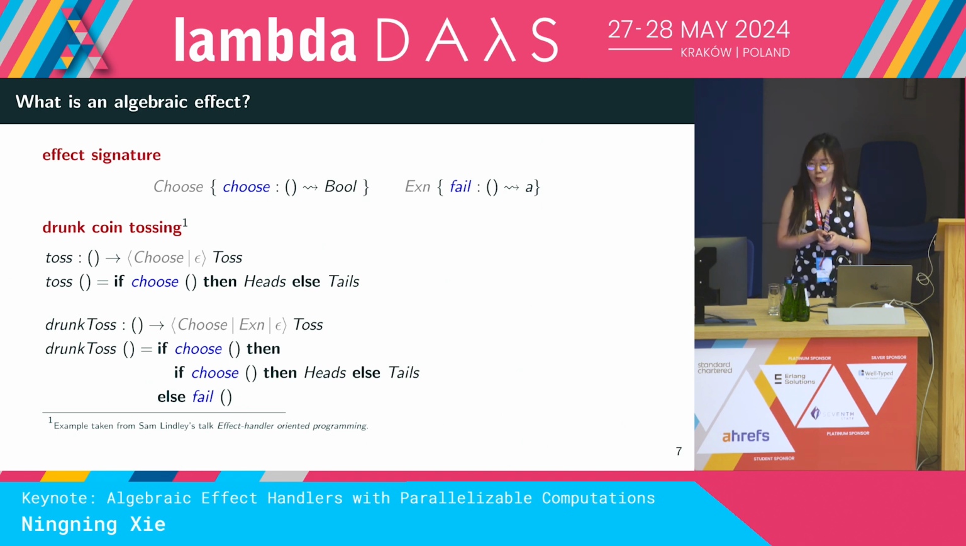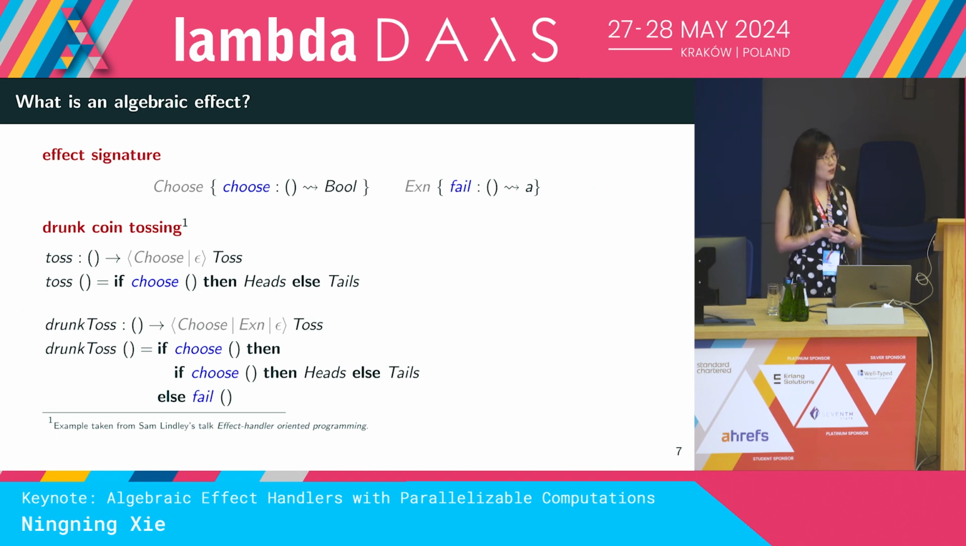So in this program, we are using the two operations choose and fail at the same time. The effect signature of this drunk toss also says that now this function may perform two effects, choose and exception. And the relative order between these two effects does not matter, as we will talk about briefly later.